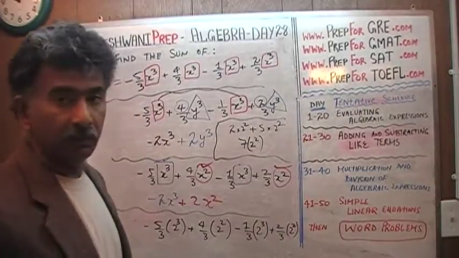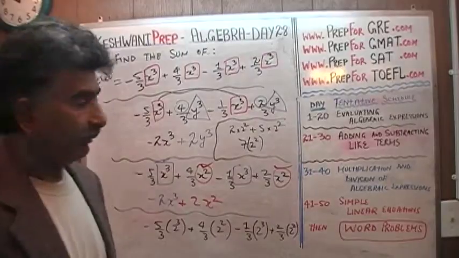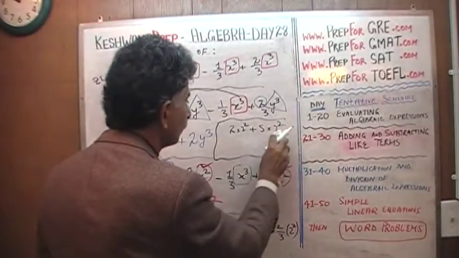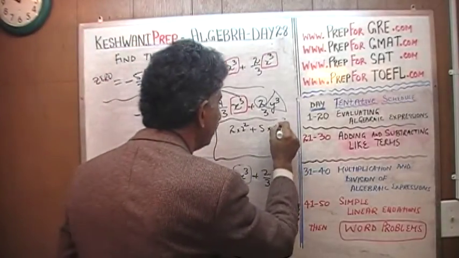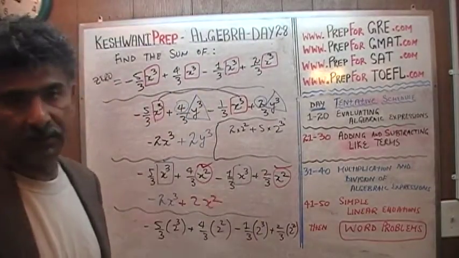We can add them up. We are adding like terms. So the like term here is 2 squared. But if we had 2 squared and 2 cubed, there's nothing we can do there. They're unlike terms. It's just going to stay like that.